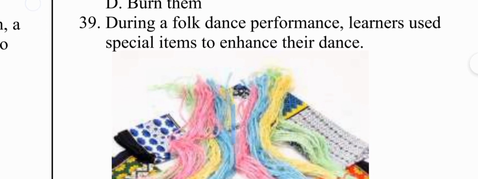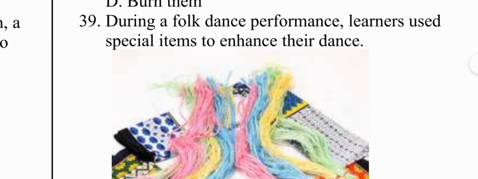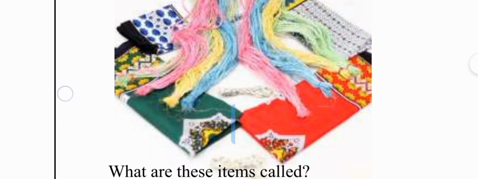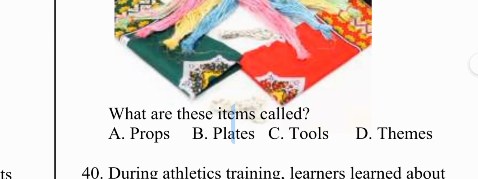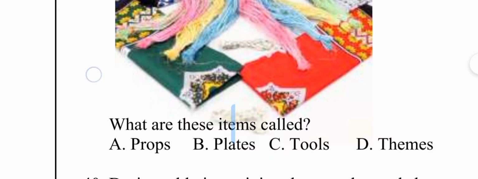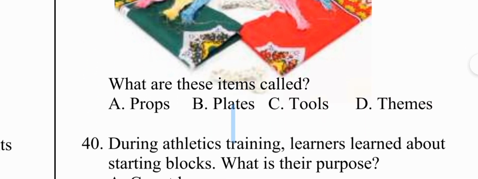Number 39. During a folk dance performance, learners used special items to enhance it, and these are the items. So what are these items called? These are costumes. No, these ones are not costumes. They are props. Yes, they are props. So we have A. A is the correct answer.